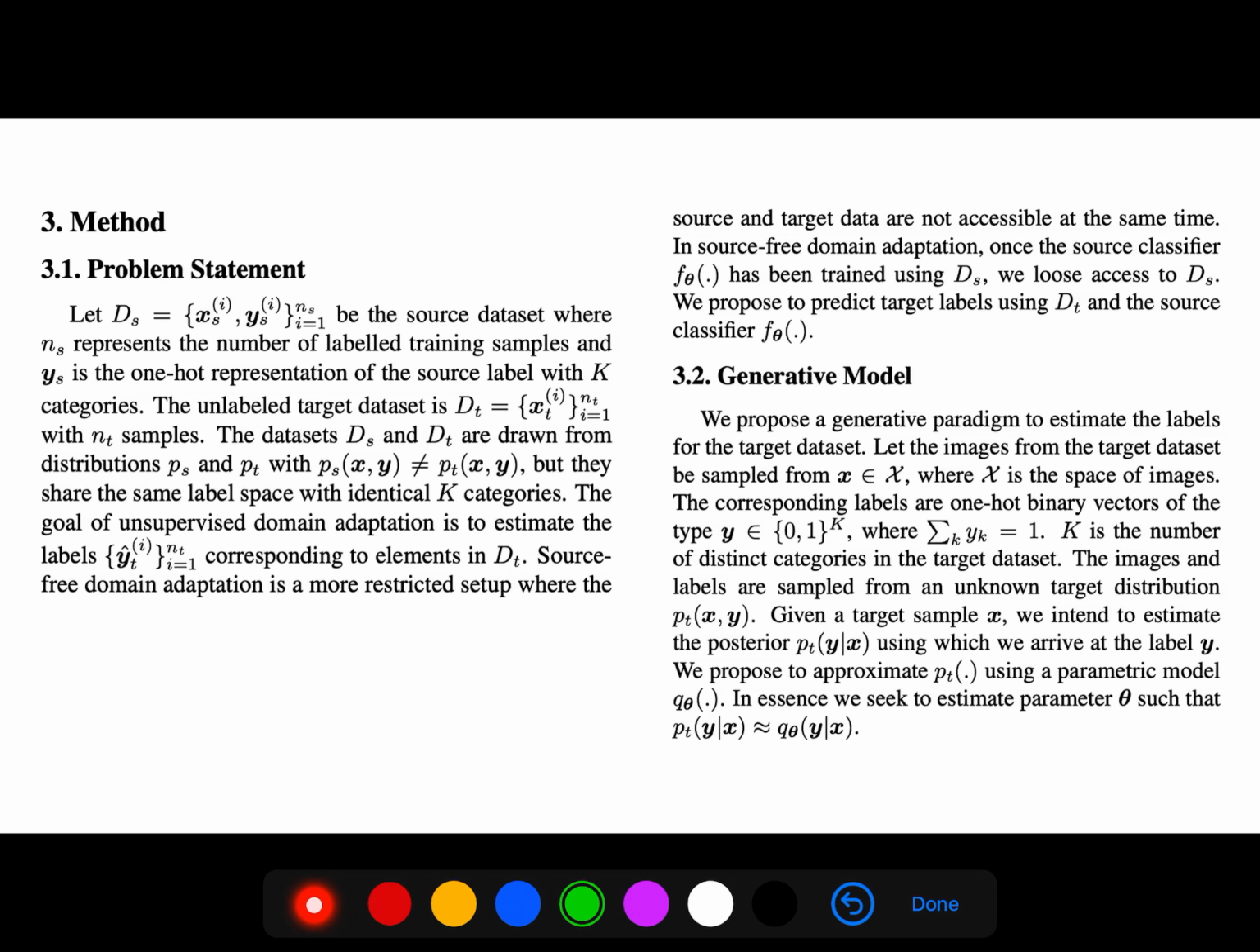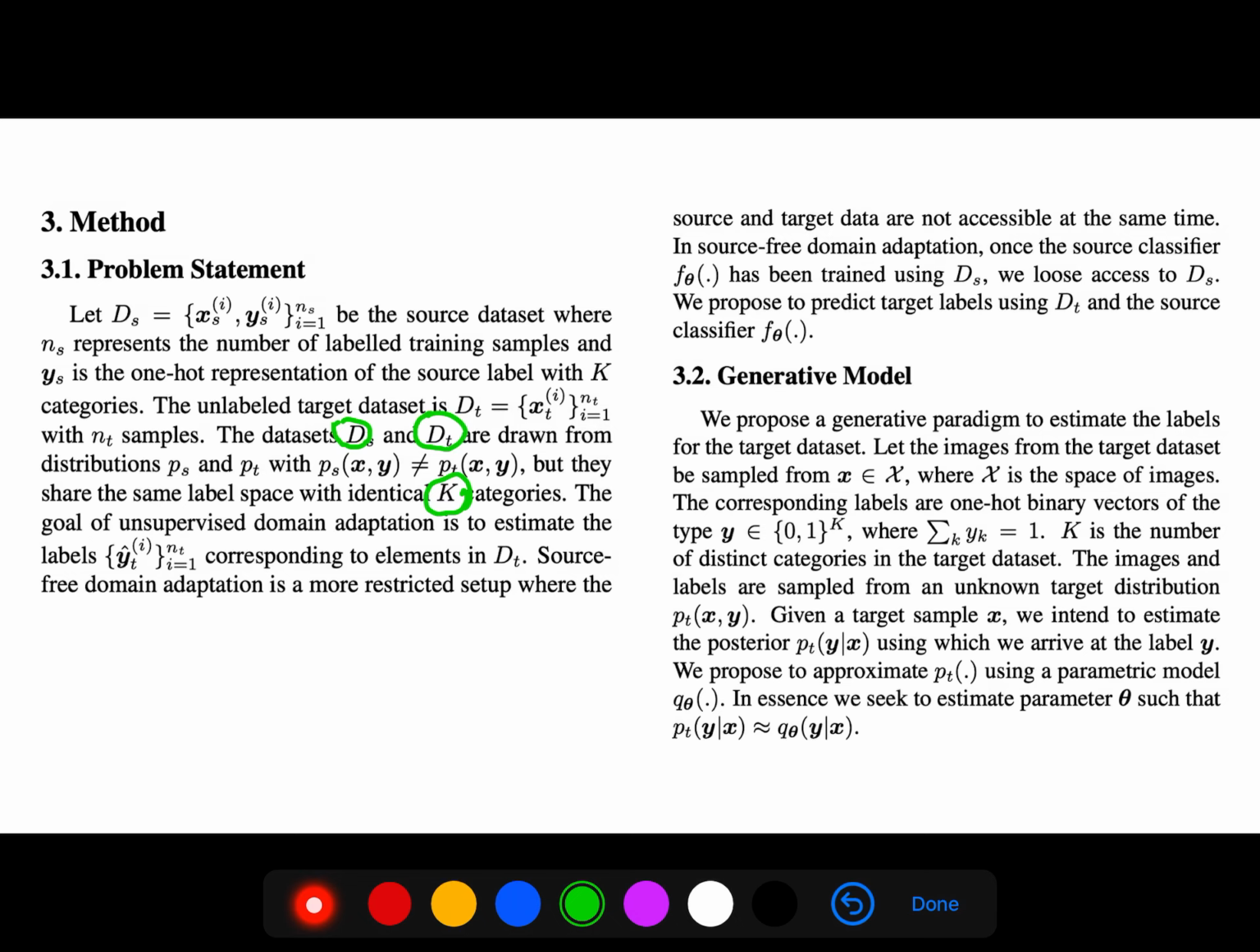So D sub S is the source dataset, where N sub S represents the number of labeled training samples, and Y sub S is the one-hot representation. The datasets D sub S and D sub T are just drawn from distributions, but they share the same label space with identical K categories. So they have a generative model. We propose a generative paradigm to estimate the labels for a target dataset.